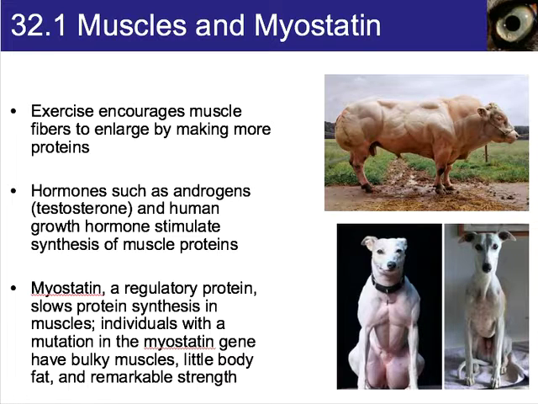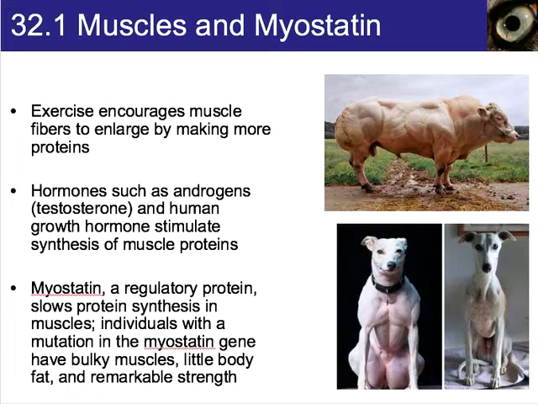So, exercise encourages muscle fibers to enlarge by making more proteins. That's why people who want bigger muscles will start lifting and doing aerobic exercises. Hormones such as testosterone and human growth hormone can also stimulate the synthesis of muscle proteins. That's why sometimes people will take different steroids or hormones to increase their muscle mass as well.